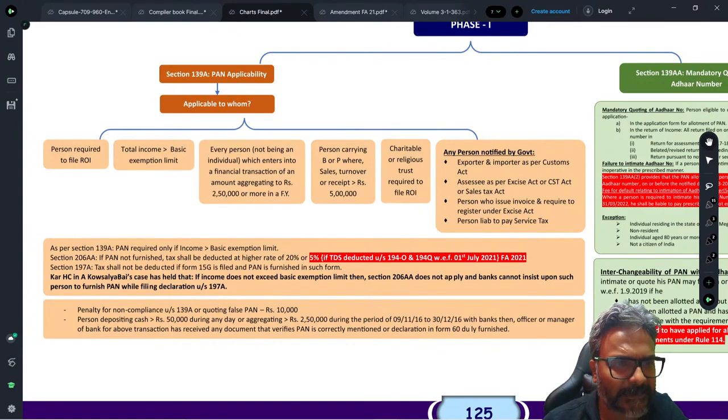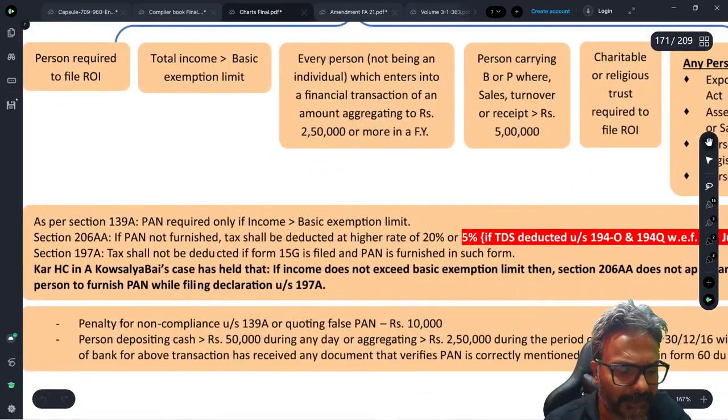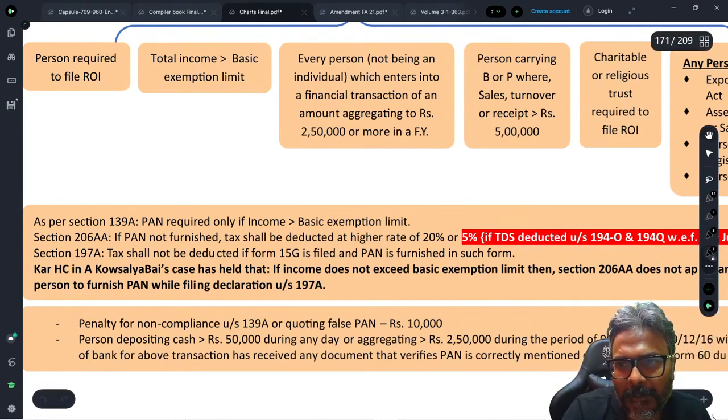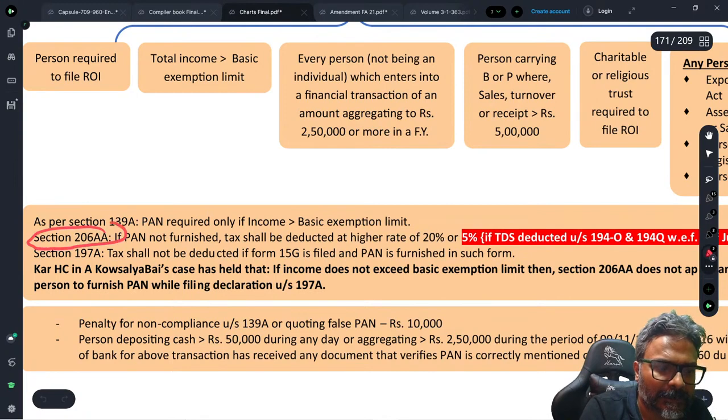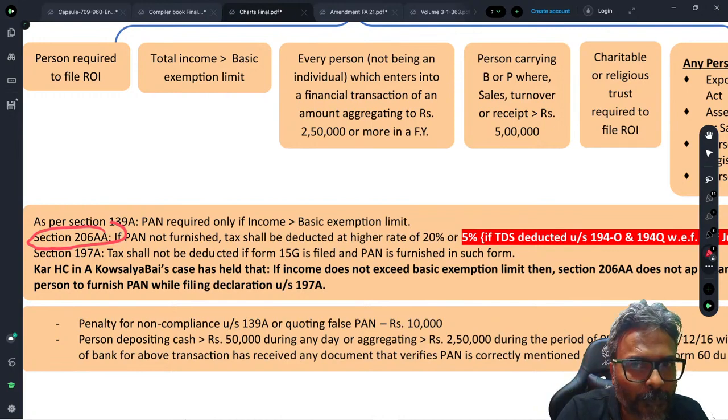But students, here there is one important change which I wanted to share with all of you. You are all aware of the provision of section 206AA. Every one of you is aware of this provision. If the PAN is not furnished to the payer of the amount, then he will deduct TDS at 20%. Be careful, another MCQ question.